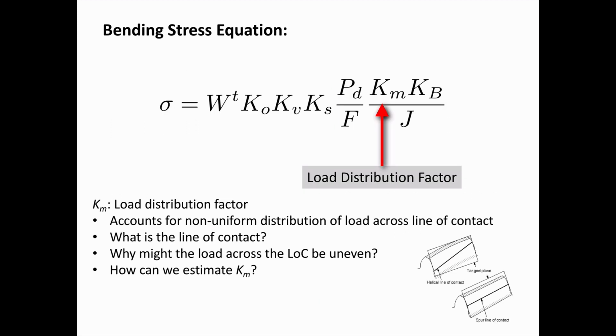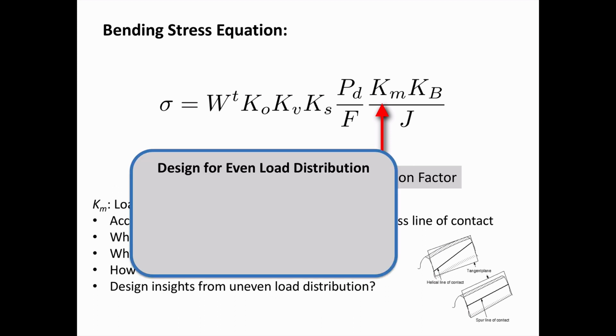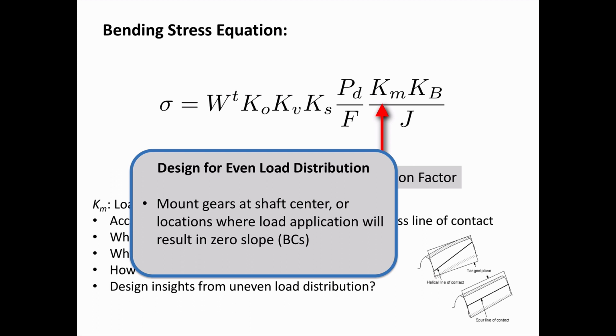Okay, now we're going back to the bending stress equation. We were looking at the load distribution factor, K sub M, and it's helpful along the way to think about, well, what design insights can we gain from going through these analysis models? Well, we would like, in general, to design for even load distribution to reduce the effects of stress. So one thing we could do is mount gears close to the shaft center so that we can have as close as possible to zero slope and better aligned gear teeth.